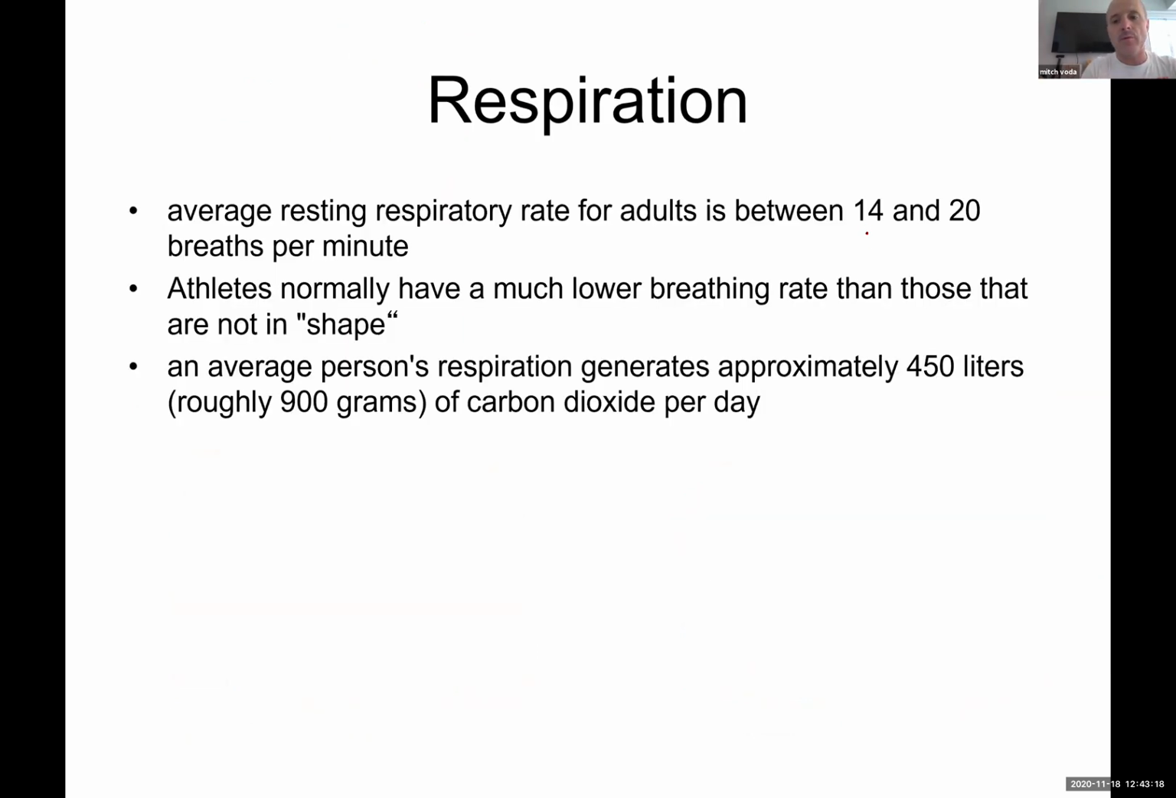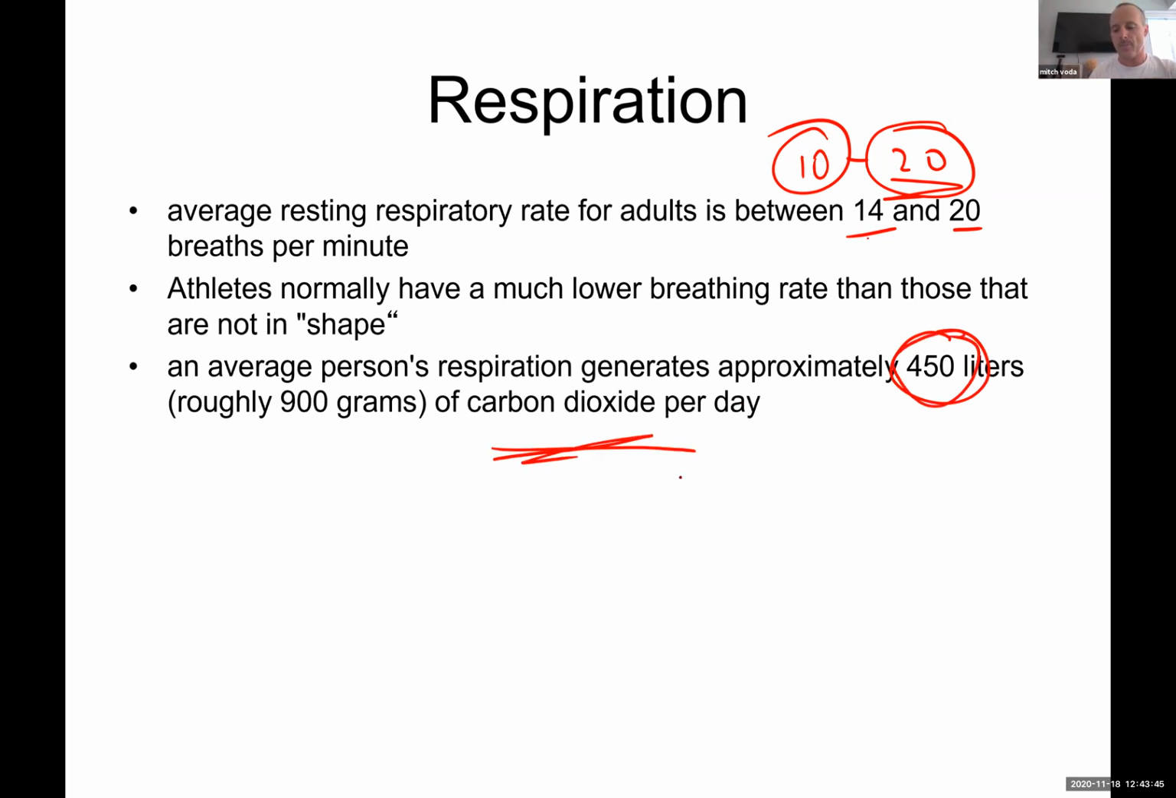Now we take between, I put here 14 to 20, but it's actually between 10 and 20 breaths per minute. Now, the more in shape you are, the fewer breaths you need to take. The more fat you are, or the less in shape you are, or you don't exercise, the more breaths you need to take. On average, we exhale about 450 liters of carbon dioxide per day.